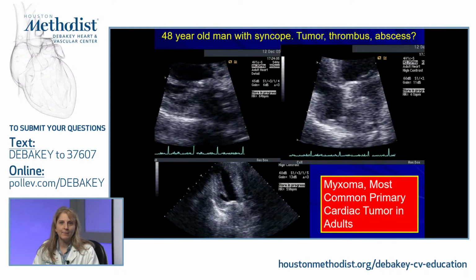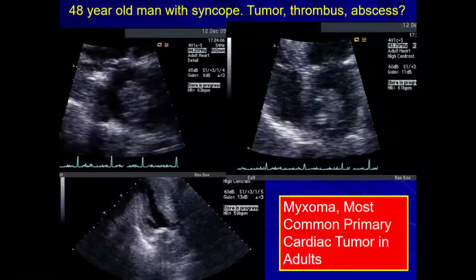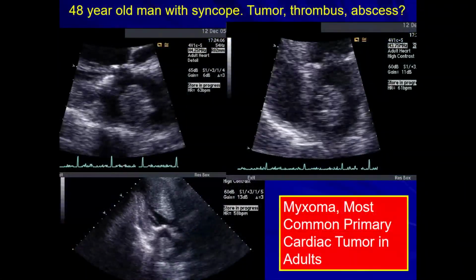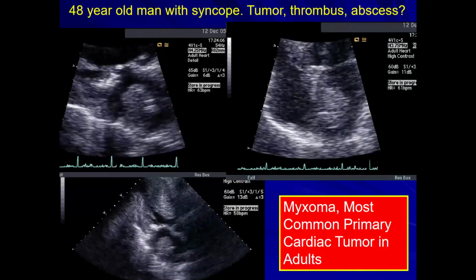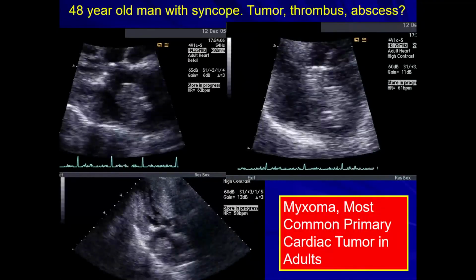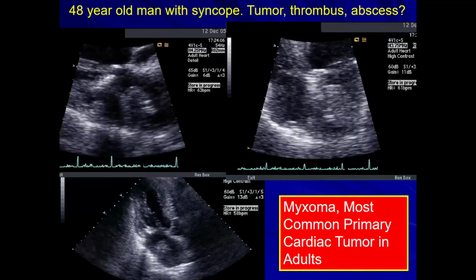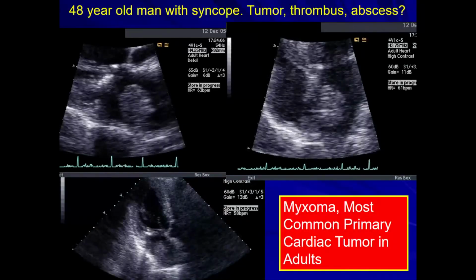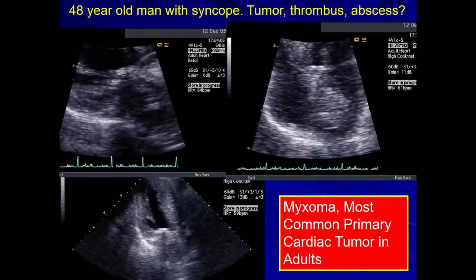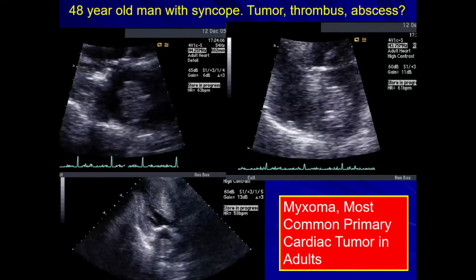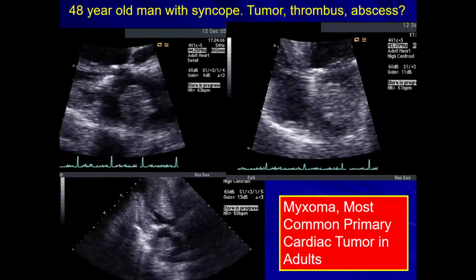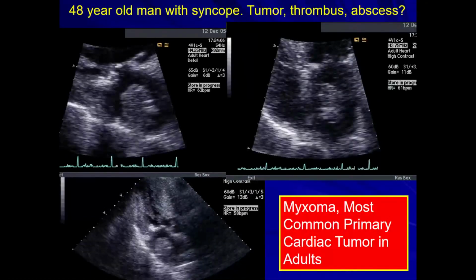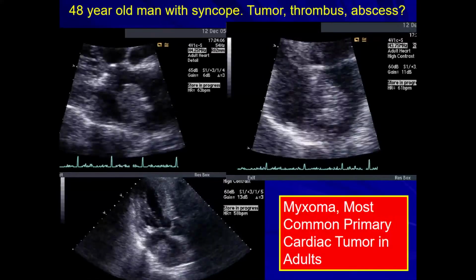So this is an example of a 48-year-old man with syncope, and you can see that there's a very large homogeneous structure in the left atrium, and it looks like it's attached to the posterior wall of the left atrium by a very thin stalk. This is a very classic example, except for the stalk. Usually the stalk is attached to the intraatrial septum, but otherwise the appearance is very classic for a myxoma, which is the most common primary cardiac tumor in adults.